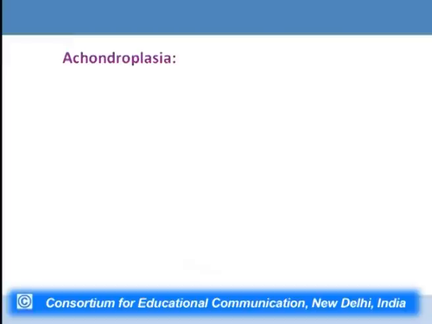Another example is Achondroplasia. Achondroplasia is basically a type of dwarfism wherein the individuals suffering from this syndrome have a very small height when they are born, and they do not grow to be very tall. They are basically dwarf individuals. This occurs because of the presence of a mutation in the FGFR3 gene.